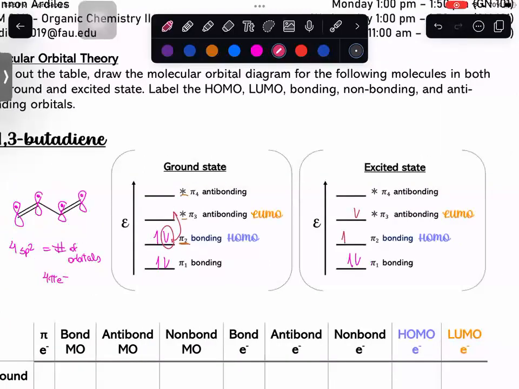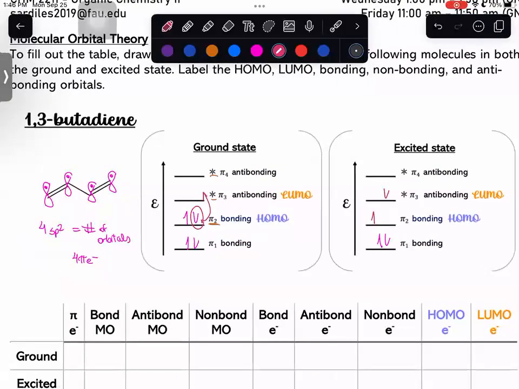Now, keep in mind, LUMO now has 1 electron, but it's still going to be considered LUMO. Why? Because we found those definitions from the ground state. So that's why I always recommend the students to start by looking at the ground state. Don't just jump straight into the excited state. Okay, so far questions?